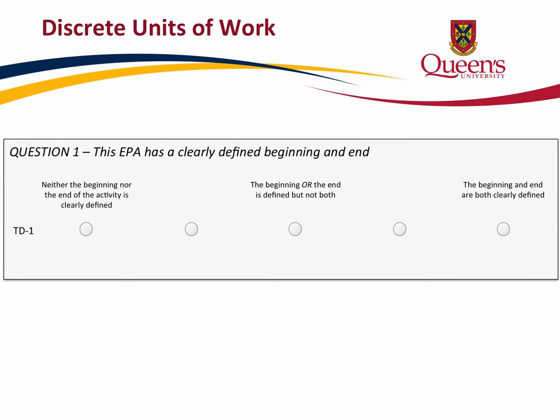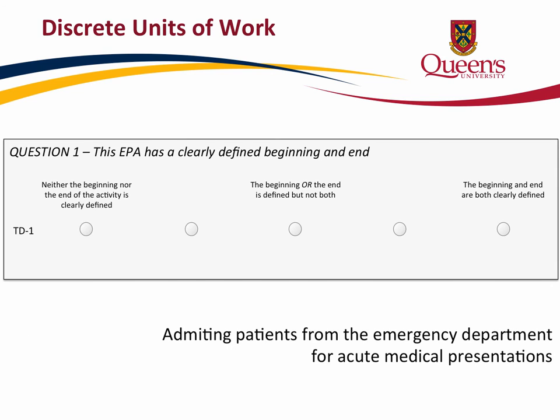Here's the first item in the rubric. As you can see, it allows responses across a 5-point Likert scale. Each item has a descriptive anchor to guide rating. This first item looks to evaluate the EPA for a clearly defined beginning and end. This first example, caring for patients with chronic disease, does not describe work with a beginning or an end. Encounters with patient may be discrete, but this EPA is not written in a way that captures that. In contrast, admitting a patient from the emergency department for an acute medical presentation has a clearly defined beginning and end to the task. As such, it would be scored here.